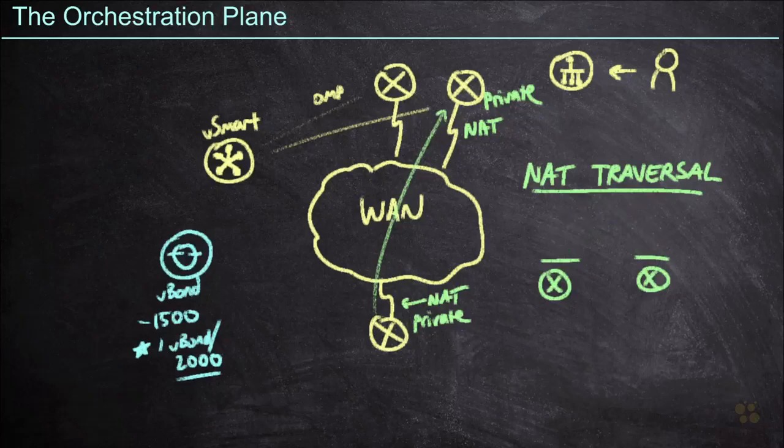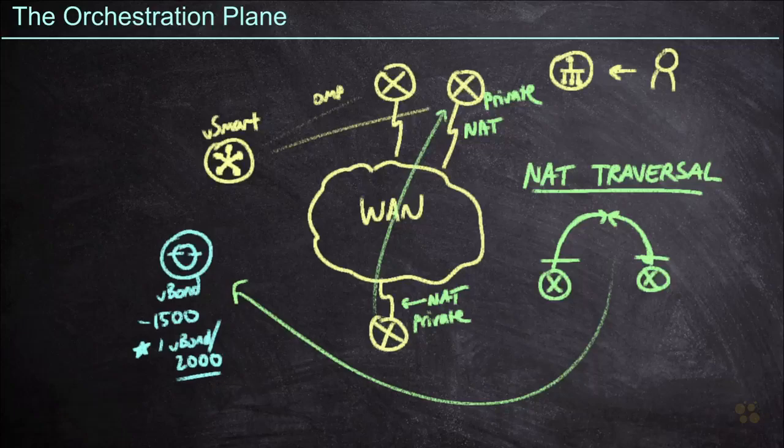Fortunately, there is a workaround for this, and it's known as NAT punch-through or NAT traversal. What we're going to do is we're essentially going to send traffic to one another at roughly the same time. If we coordinate this well, the traffic is going to be able to pass through the holes, so to speak, that we opened in our own NATs. And since this does require coordination, we are going to rely on the vBond to orchestrate this process.